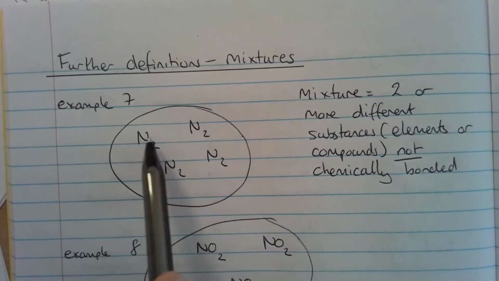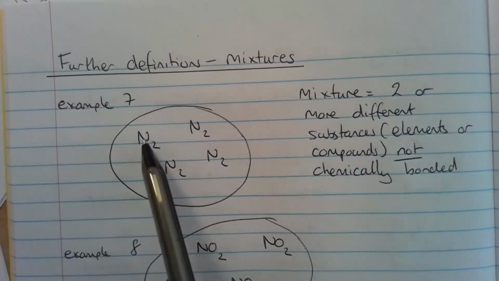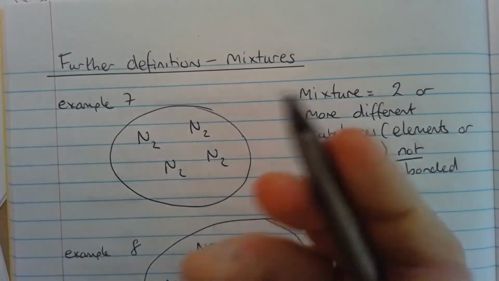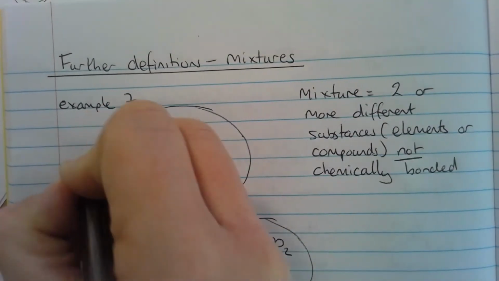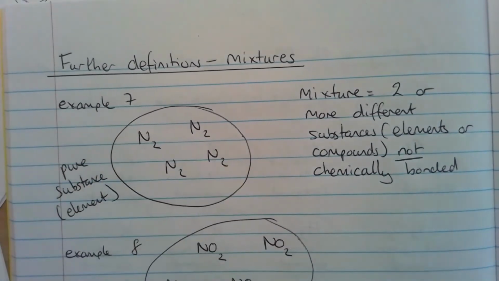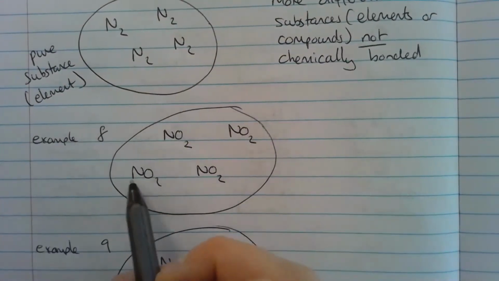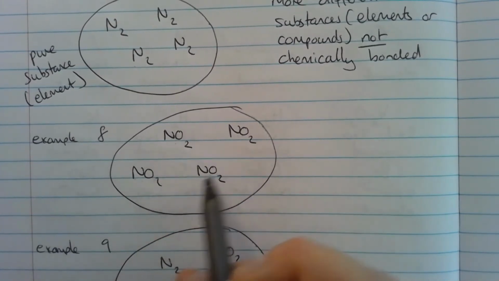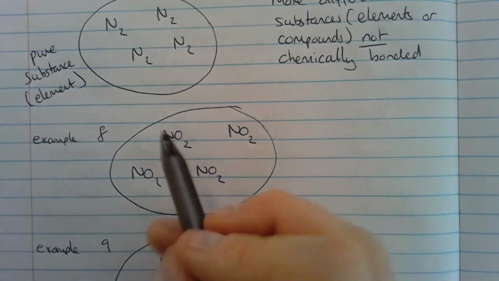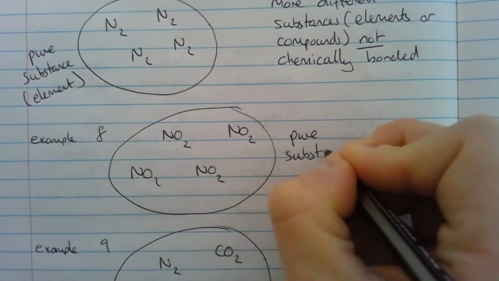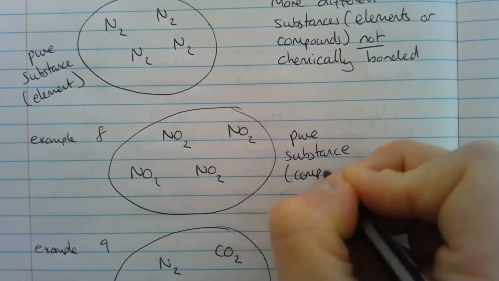So if we have a look at this first example, in this balloon here, we've got nitrogen, nitrogen, nitrogen, nitrogen, N2, N2, N2, N2. All of these substances are the same, which must mean this is not a mixture, and we'd actually say that this is a pure substance. It's actually a pure element, but we'd say it's a pure substance. If we have a look at example number 8, NO2, NO2, NO2, NO2. Hopefully you recognise the symbols for a compound. In this case it's nitrogen dioxide, and they're molecules, but they're all the same. So we'd also say that this must be a pure substance, but in this case it's a pure substance of a compound.